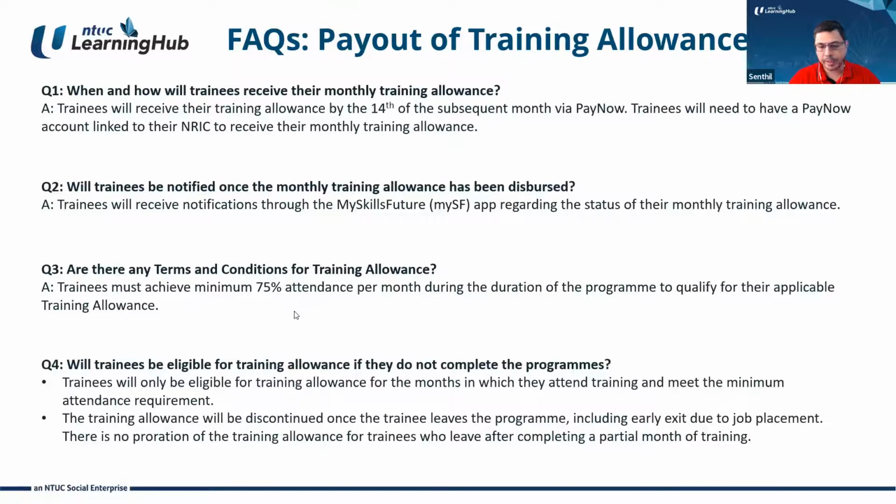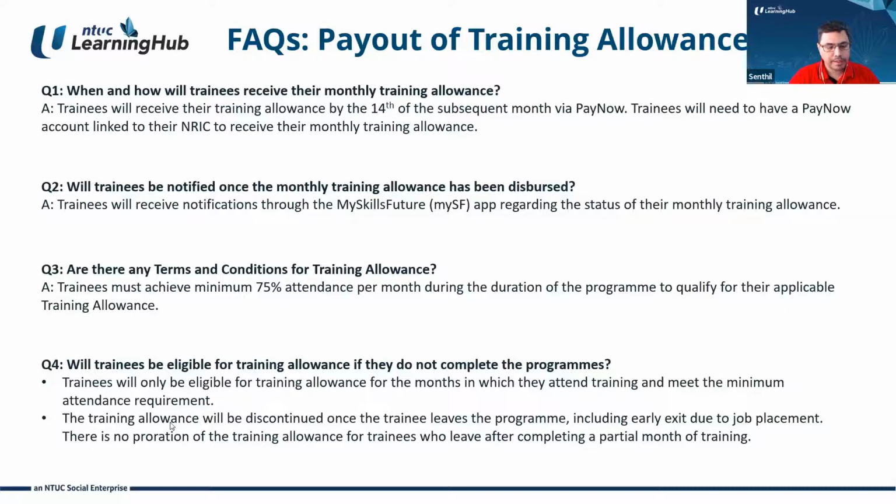Will trainees be eligible for training allowance if they do not complete the program? Trainees will only be eligible for training allowance for the months in which they attend training and meet the minimum attendance requirement. I give an example. Let's say you're enrolling for a 6 months SGUS program, and for whatever reason you are not able to meet the 75% attendance for your third month, say March. For that month of March, you will not be eligible for any training allowance, but for the remaining 5 months of your program, as long as you meet the 75% attendance, you will get your training allowance.